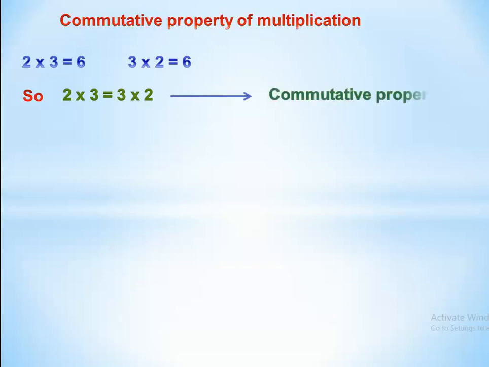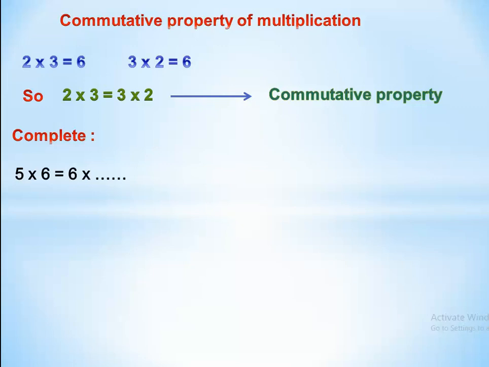Commutative property of multiplication. Do you remember we talked before about the commutative property in addition? We said that in the commutative property, 2 plus 3 equals 5, and 3 plus 2 equals 5. So the commutative property never changes the answer. The order changes, but the answer never changes. The same in multiplication. 2 times 3 equals 6, and 3 times 2 equals 6. So 2 times 3 equals 3 times 2. This is the commutative property.